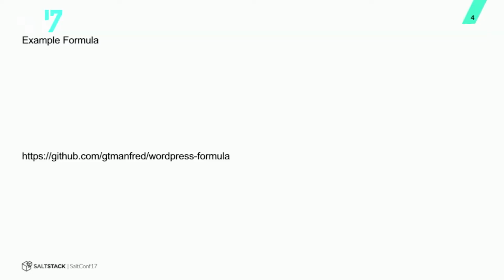This talk is going to be going over the example formula that is at the following URL. We're just going to be installing WordPress, but that's not going to be the main focus, obviously. There's a couple things about Kitchen that you need to know. It uses Ruby. It is not Python based.